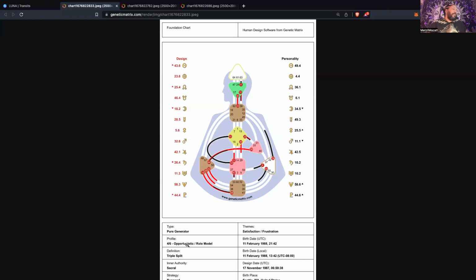So 4-6 opportunistic role model. I'm so sorry for the background noise, by the way. I recorded this in the morning thinking that there would be no background noise, but there is. So we'll deal with it.